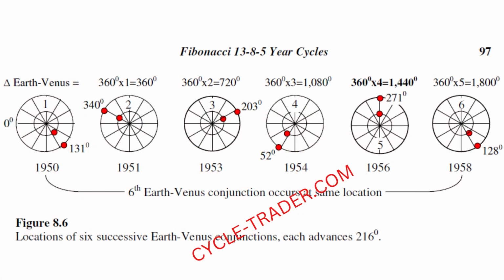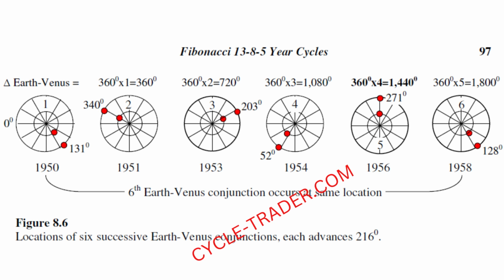Clues for the correct scaling of the inner planets can be found in Cowan's book, Pentagonal Time Cycle Theory. Figure 8.6 in that book showed that Earth-Venus conjunctions move around the Sun in the Fibonacci ratio of 1.6, forming the five-fold symmetry. Each conjunction is 216 degrees from the last, or 360 times phi. After 5 conjunctions they return to the same location in the zodiac.